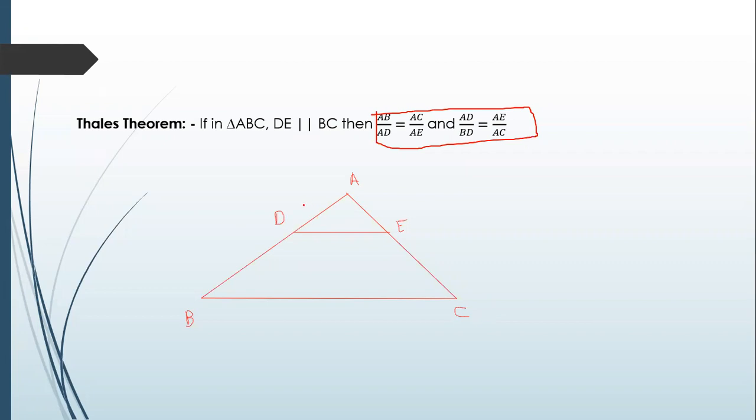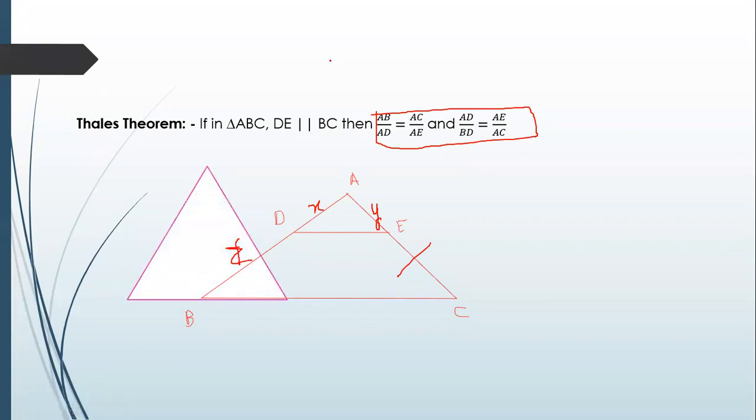So which type of question comes? Suppose this length is given X, this is given Y, this is given Z, you have to find this. Or this is given T, you have to find T. This type of questions generally come from basic proportionality theorem. Okay, so let us move forward.